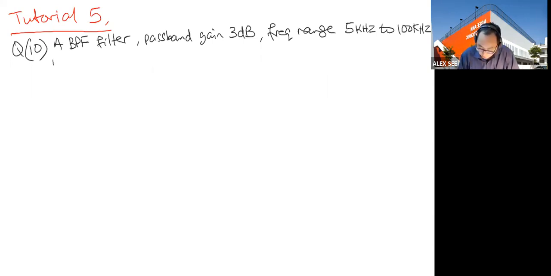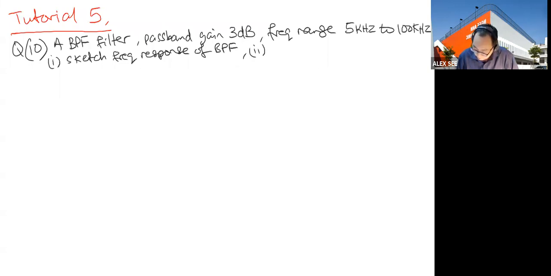First thing first, part 1: sketch the frequency response of the bandpass filter. I'm writing in short form here and cutting space to save some. Part 2: calculate, I just use the word find. Find the center frequency and the Q factor of this bandpass filter.